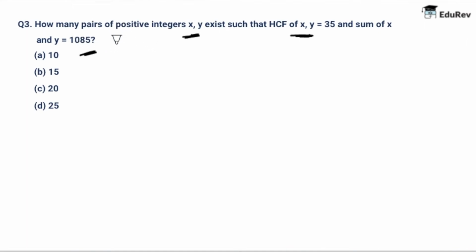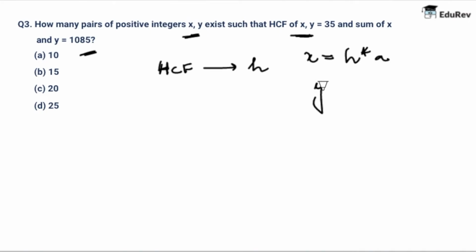1085. Now if we take away the HCF from two numbers, the pair of numbers we are left with have to be co-prime. This is a fabulous starting point for a number of questions. So let the HCF of x and y be h. Then we can write that x is h times a and y is h times b.